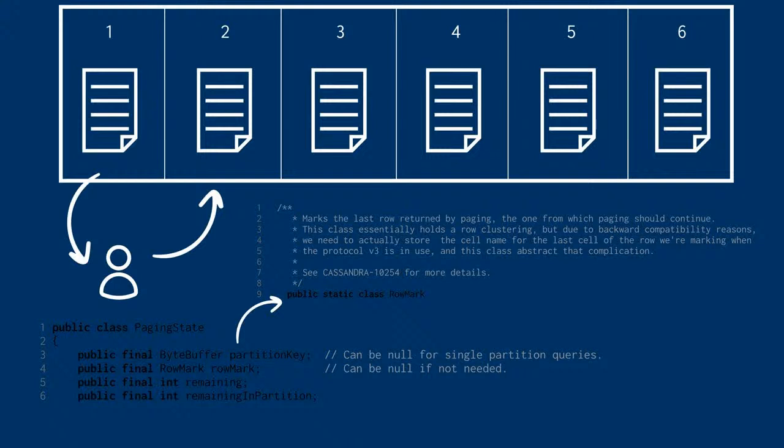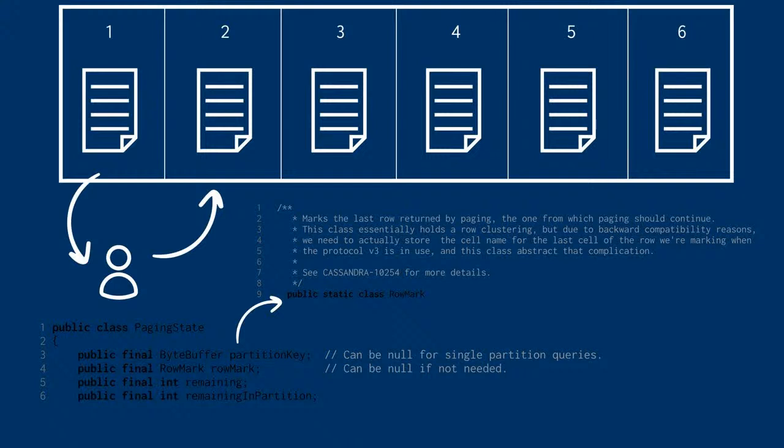I don't think it's changed. It may have changed under me. Forgive me if I'm wrong, but I'm pretty sure that it's still 5,000. So you do a query and those 5,000 records come back to the user. Now, the other thing that comes back is something called a paging state.